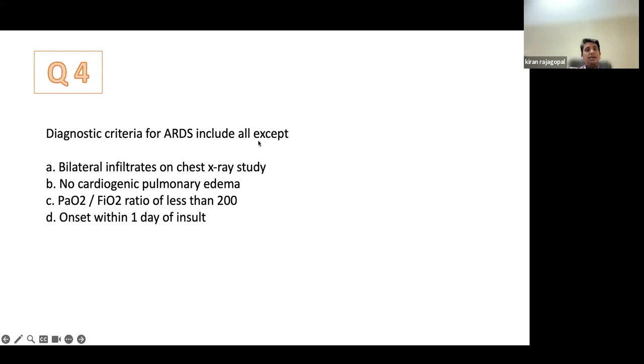So diagnostic criteria for ARDS include all except. I hope you didn't see the answer. Bilateral infiltrates on chest X-ray, no evidence of cardiogenic pulmonary edema, PF ratio less than 200, and the onset within 1 day of insult. All except, C. Yes, the answer is C. Because basically for diagnostic purpose, PF ratio should be less than 300. PF ratio less than 200 is definitely ARDS, but ARDS starts even above 200, that is less than 300. Okay.